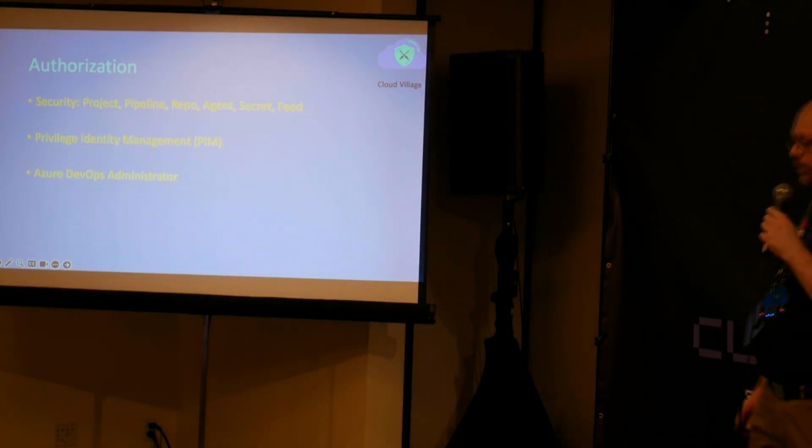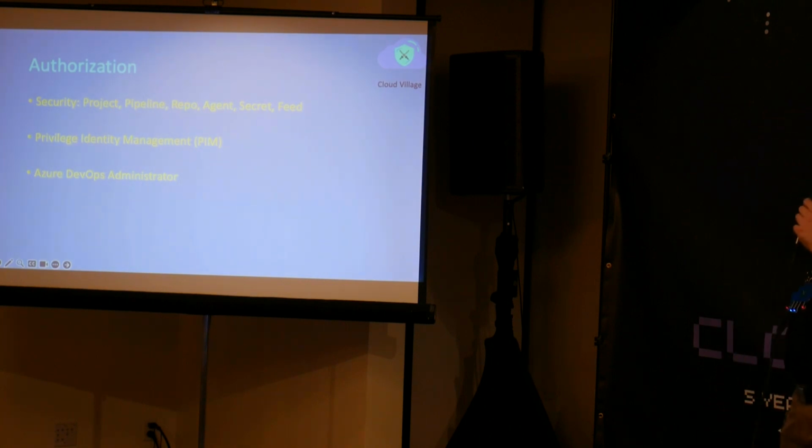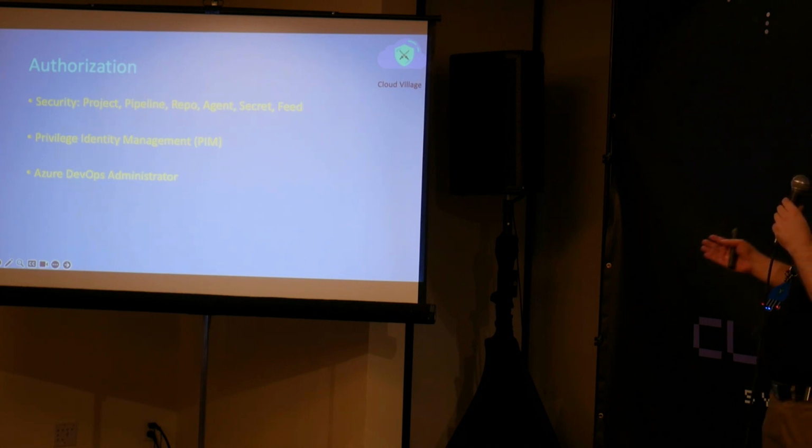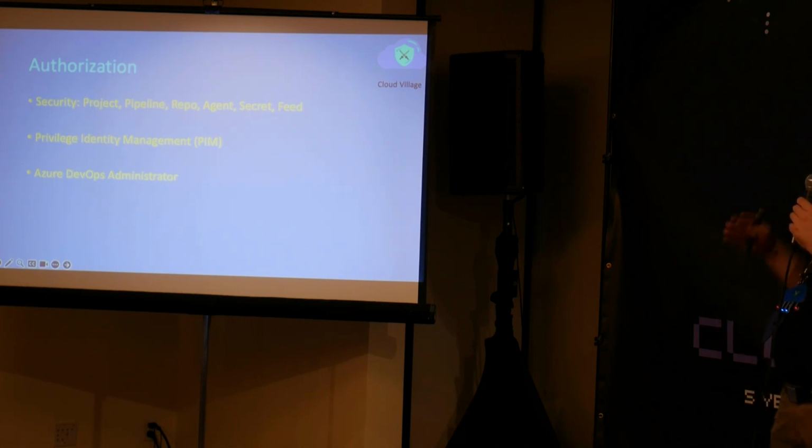So the next thing, once we log in, we want to allow people to do things. There will be, basically at any level or any component, a security tab. So for example, for project, pipelines, agents, secrets, you can set who can read it, write it, modify it, or delete it, and so on. But also which pipeline can access which agent.